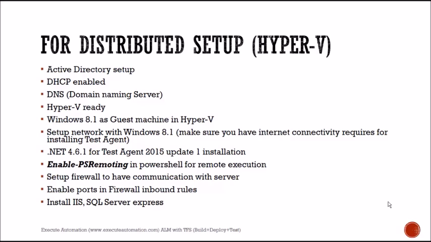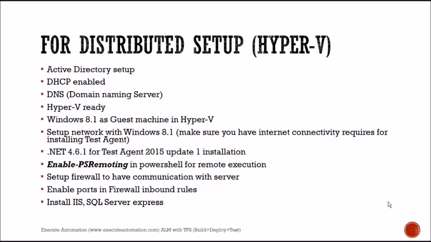So if you install Windows 7 as the guest machine, then you will have to have some additional DLLs or some additional packages installed in the guest machine, which is kind of nagging. That's why I say Windows 8.1 is the best candidate for the guest machine in Hyper-V. And then you should also set up the network with Windows 8.1.